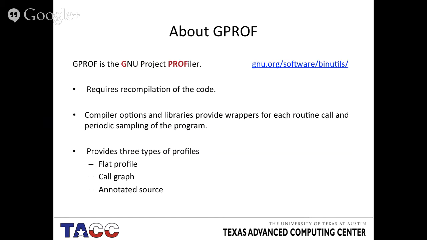The most basic profiler that you can have in any Unix system, the same way that you have GDB for debugging, is GPROF, the GNU project profiler. When you're using GPROF, you have to recompile your code. And you're going to have 3 different types of profiles: the flat profile, the call graph, and the annotated source.